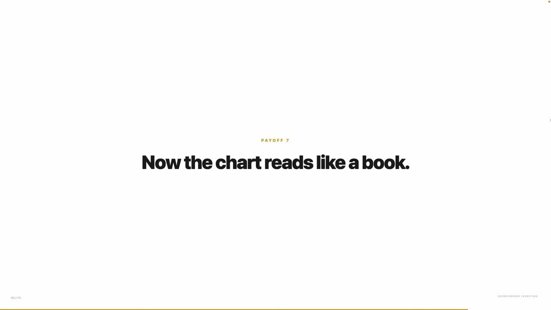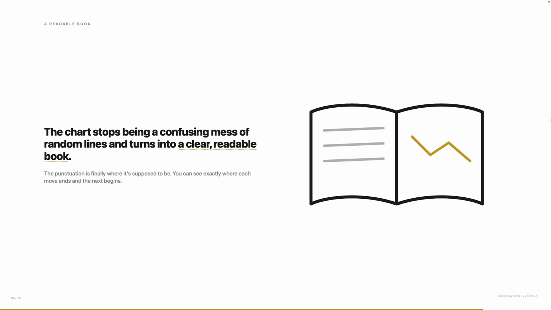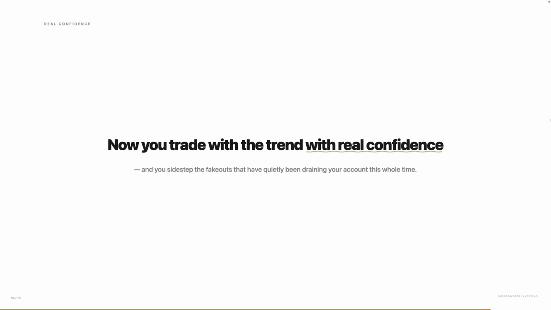Now the chart reads like a book. So here's what these 2 rules actually give you. They remove all of the guesswork. The chart stops being confusing, messy, random lines and turns into a clear, readable book. The punctuation is finally where it is supposed to be, so you can see exactly where each move ends and the next begins. Now you trade with the trend with real confidence and you sidestep the fakeouts that have quietly been draining your account this whole time.